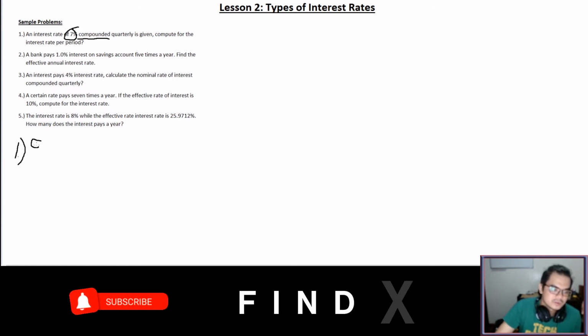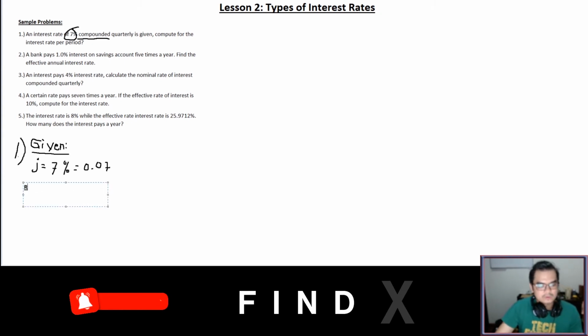So let's put all the givens here. Given: 7% is a nominal rate of interest, which will be our J. So J is equal to 7%, or in decimal, 0.07. Then we are asked to compute for the interest rate per period. So we are required to find what?